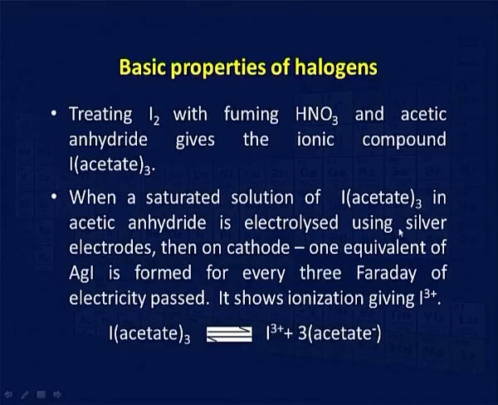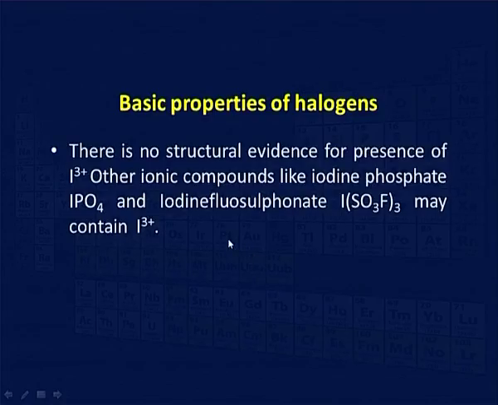When a saturated solution of iodine triacetate in acetic anhydride is electrolyzed using a silver electrode, then at the cathode one equivalent of silver iodide is formed for every 3 faradays of electricity passed. This is the way the ionization gives tripositive iodine. There is no structural evidence for the presence of tripositive iodine. Other ionic compounds like iodine phosphate, IPO4, and iodine fluorosulfonate may also contain tripositive iodine.